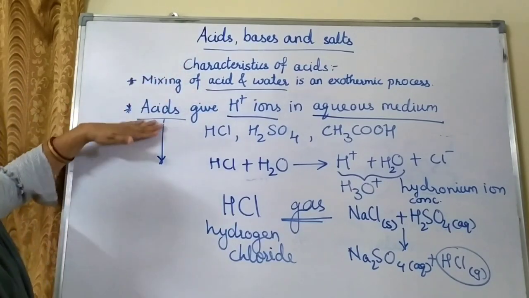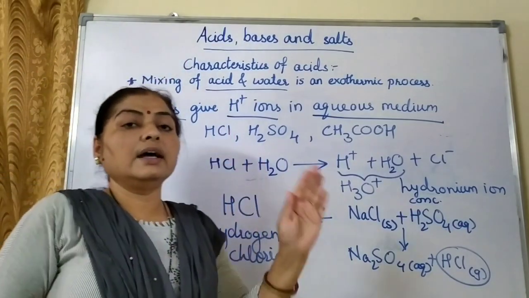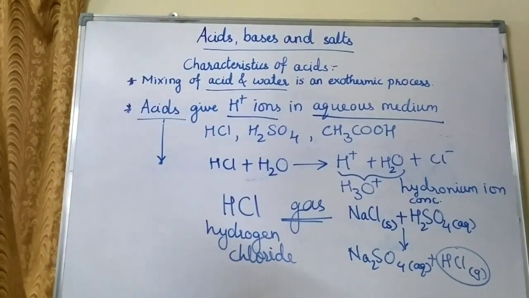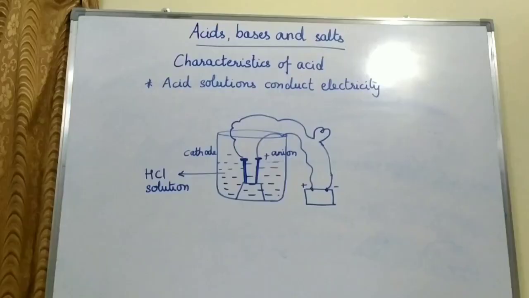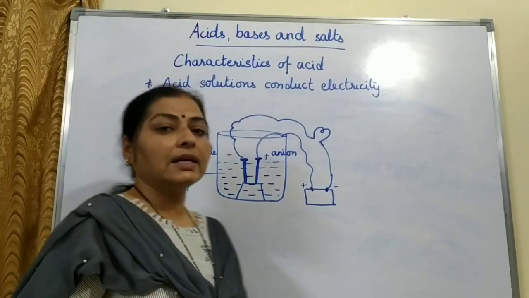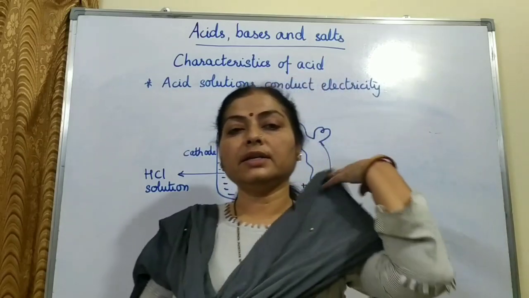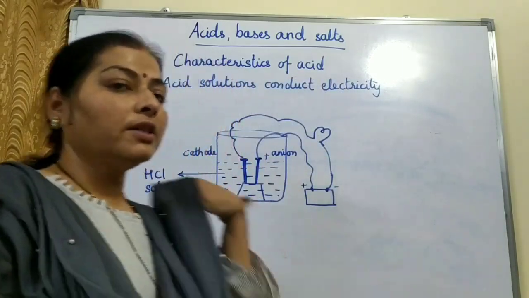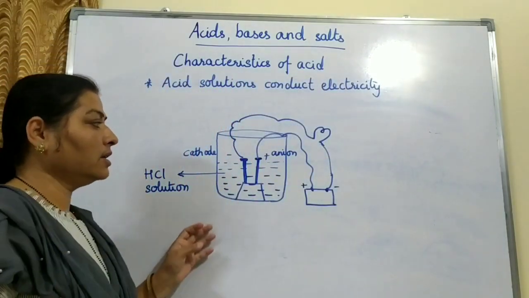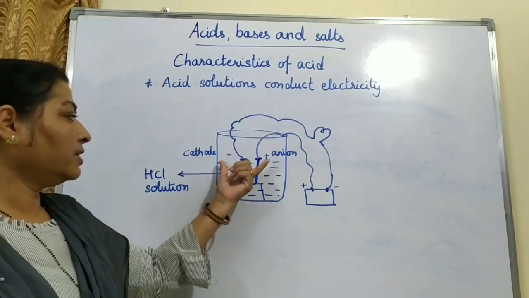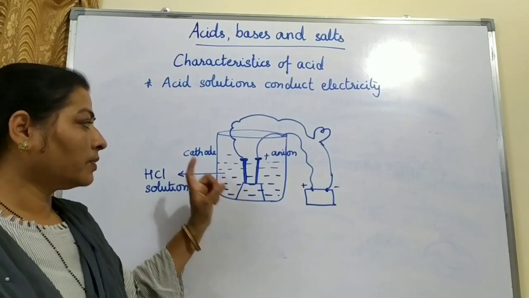Now let us see the next characteristic. Acid solutions conduct electricity. The next characteristic of an acid is that acid solutions conduct electricity. For this, let us understand an activity. In this, we will take a beaker and fill it with HCl solution.